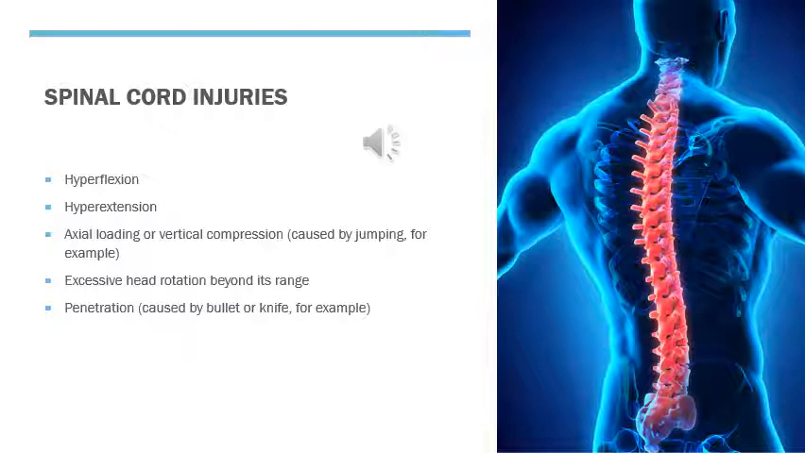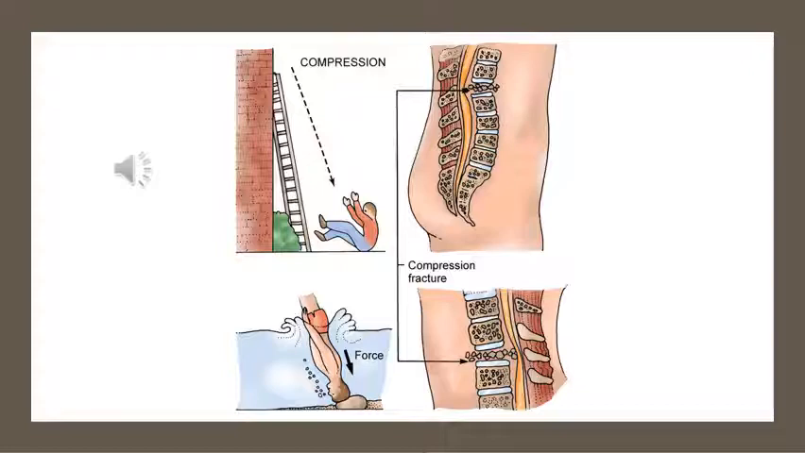Axial loading or vertical compression. An example of this is diving headfirst into a swimming pool. This will cause the bones to shatter and enter into the spinal canal, damaging the cord. Excessive head rotation is turning the head beyond its range, causing damage to the spinal column at the cervical area. And then a penetration injury would be an example of a gunshot or knife wound at the spinal cord. This slide shows axial loading or vertical compression injury of the cervical spine and the lumbar spine.